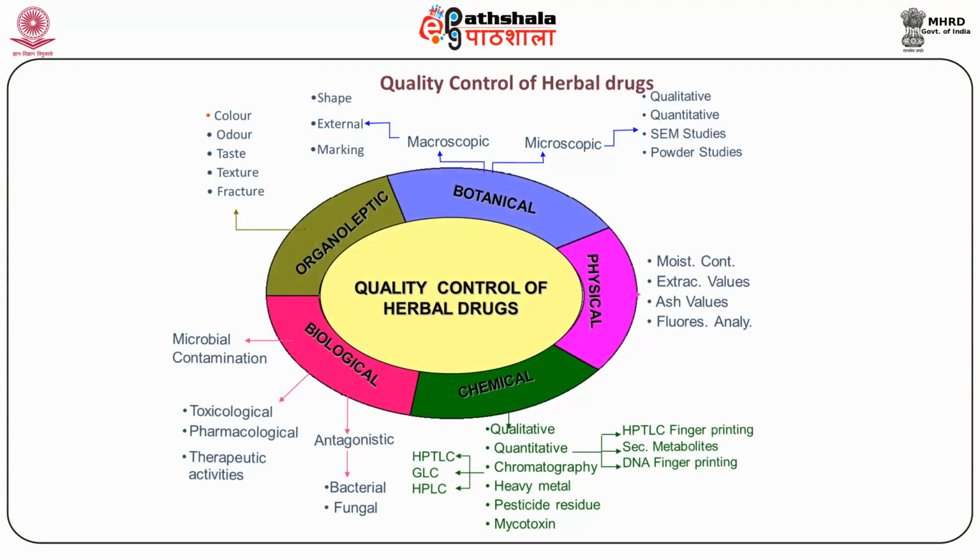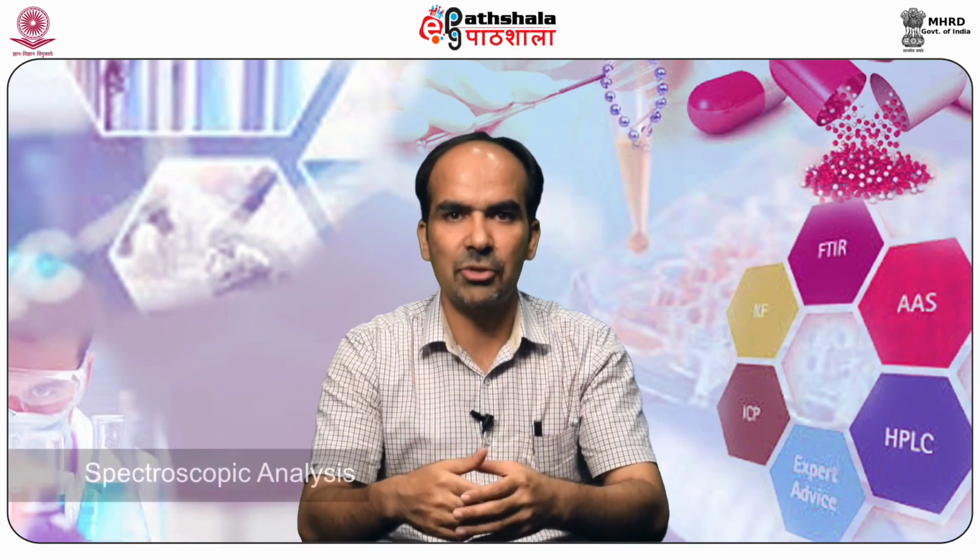This slide shows different parameters for the evaluation of herbal products and natural products. Here we can see that we have botanical methods, organoleptic methods, and biological or chemical methods that can be used for the evaluation of herbal drugs. In this module, we are going to discuss spectroscopic analysis, which is part of physical evaluation. We have discussed other parameters for physical evaluation elsewhere as part of another module, but this module is specific to spectroscopic analysis. So now let us discuss spectroscopic analysis.